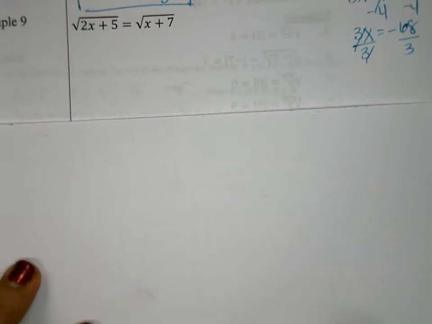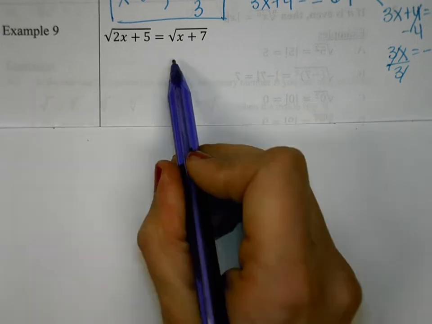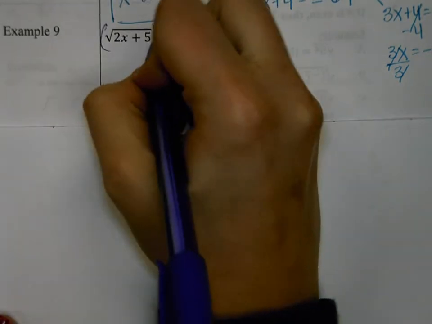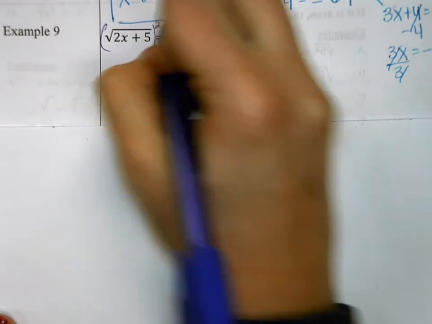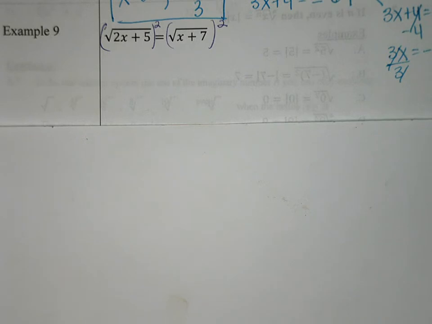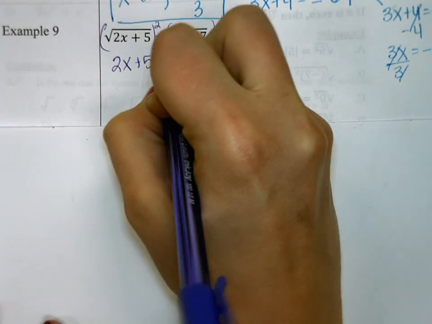Example 9. We have the square root of 2x plus 5 equals the square root of x plus 7. I want to get rid of that square root, so I'm going to raise both sides to the second power. And this is actually going to help me out because it's going to cancel out the square root on both sides. So that's going to give me 2x plus 5 equals x plus 7.